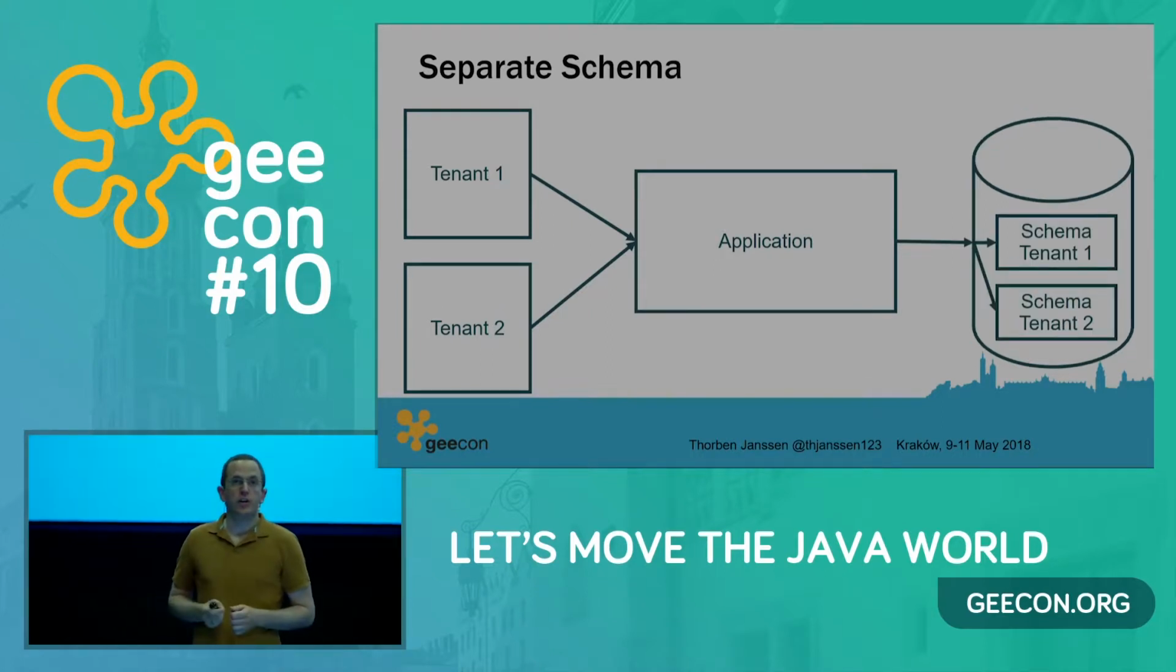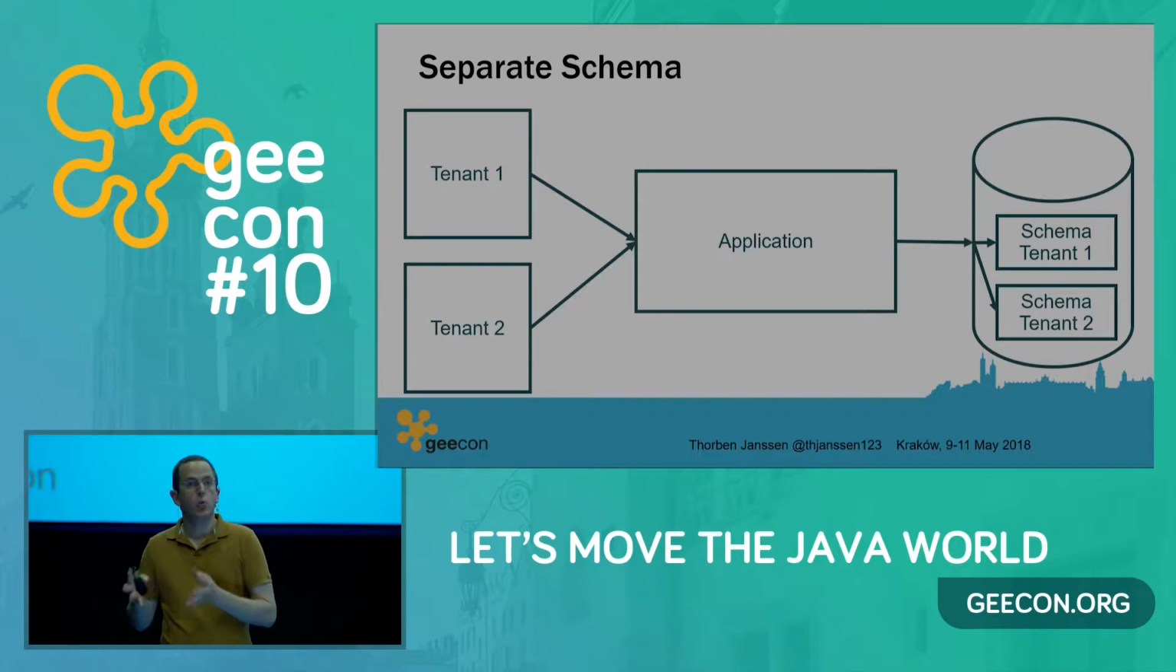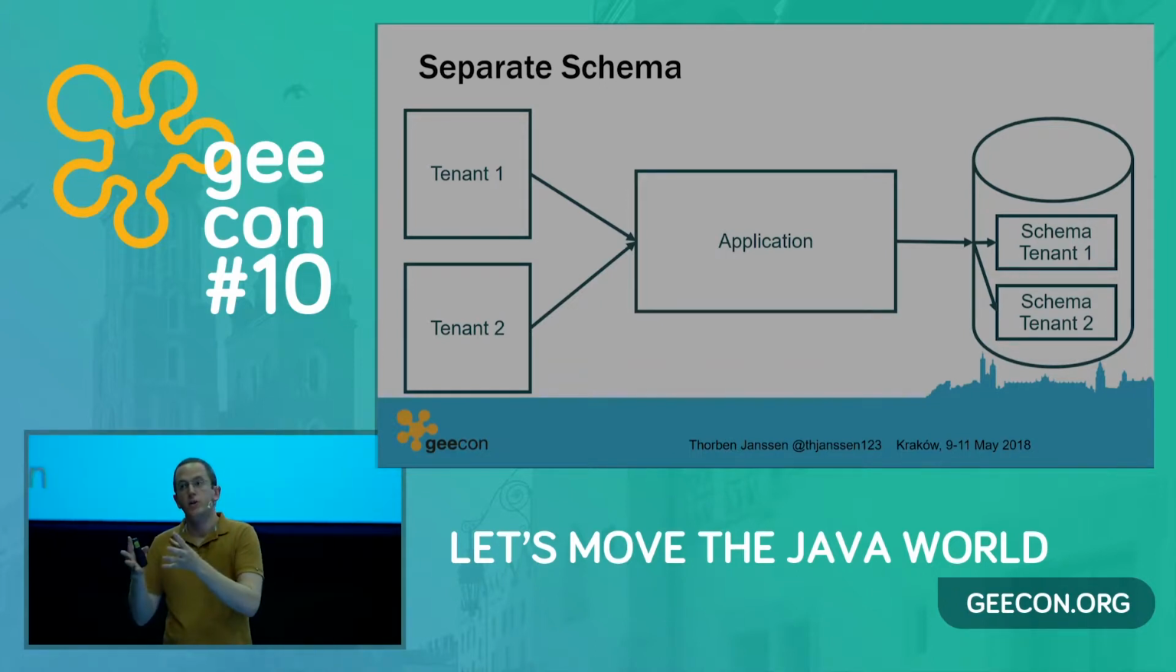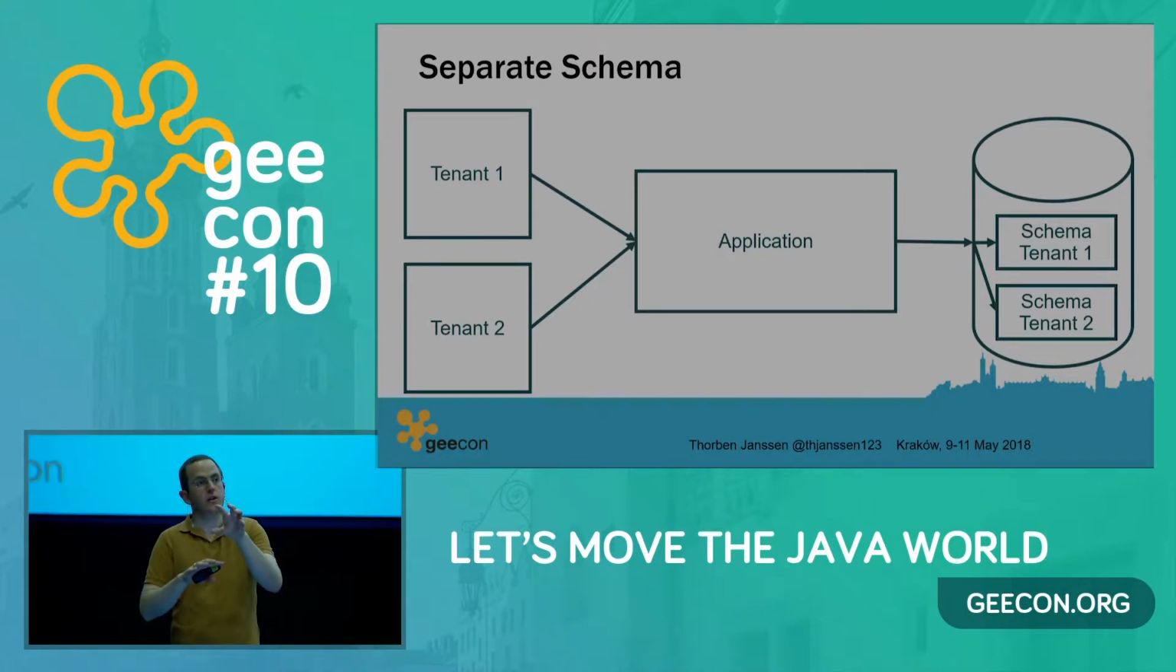The second approach is the separate schema approach. There we have just one database server, but we have multiple schemas, one for each tenant. So there, all tenants share the resources of the database server, but we separate the data by putting them into different schemas, and we can also implement that by using different connections for each tenant.